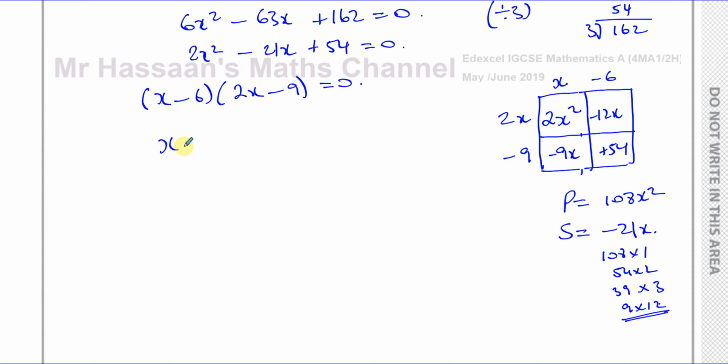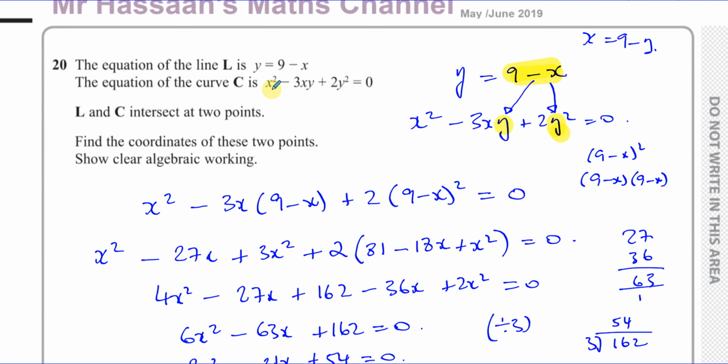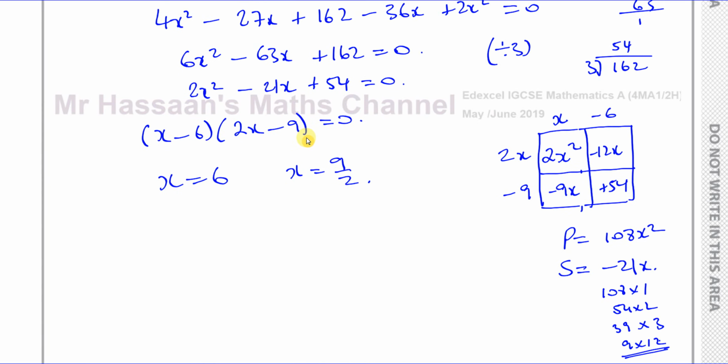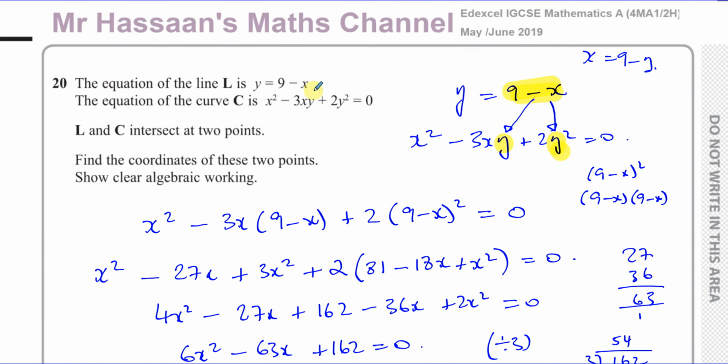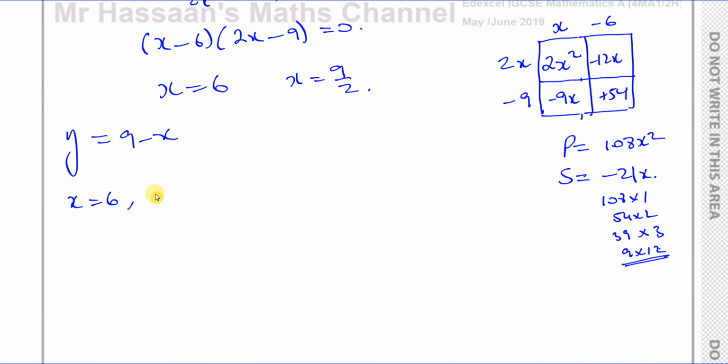So either we have x equals 6 or we have x equals 9 over 2. So those are the two x values for the coordinates. Now we know from the equation in the beginning that y equals 9 minus x, so they will intersect at the points. We can find the y values easily. y equals 9 minus x. It's easier of course to use this equation than the other equation. That will give us the same values for y if we replace the x values, but the other looks way more complicated. So it's much easier to use this.